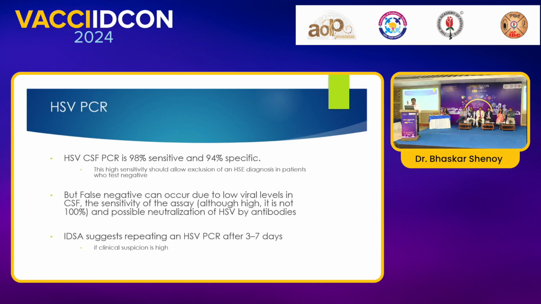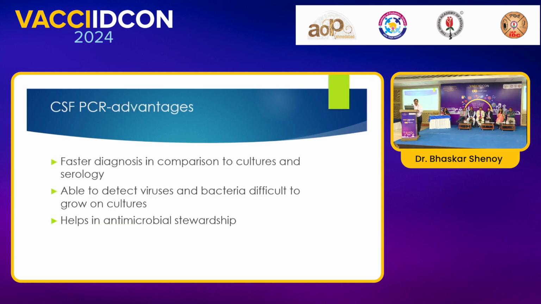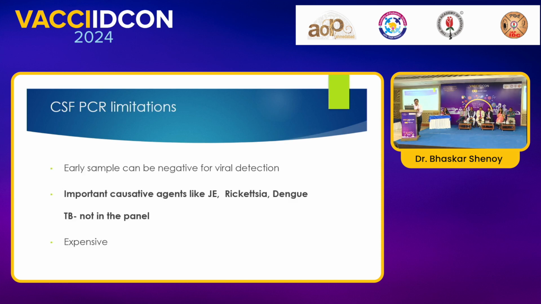The thing is that it is 98% sensitive and 94% specific, but false negatives can occur, especially if there is a low viral load, or if it is done in the early part, that is day 1, day 2. Sometimes it can be negative. So in that case, if you have a strong clinical suspicion of HSV encephalitis, especially from the clinical picture, the EEG picture of PLEDs, and the MRI picture showing what we have shown typically, you go for a repeat CSF HSV PCR. So that will definitely give the answer, and of course we have spoken about the advantages.